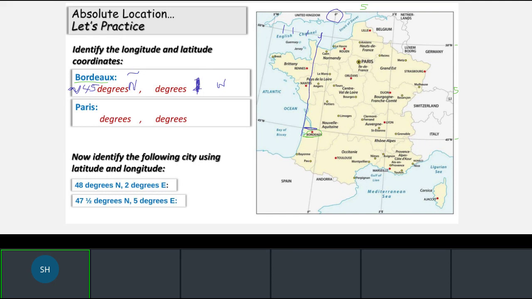Now let's look for Paris. Paris is here. Hopefully this one will be a little easier. We notice that we're already north of the equator. It's north here. It's north here. So we can write north here. And we look at the prime meridian here. We see that we're going to be east of the prime meridian.